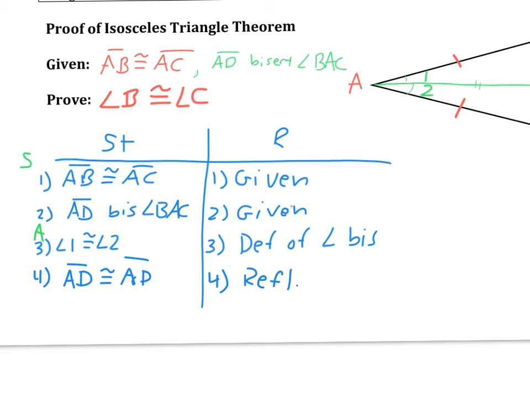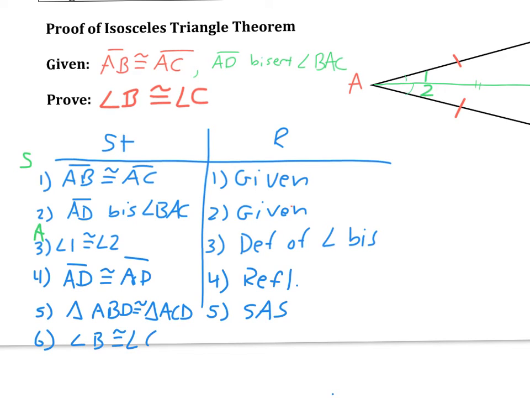Now we know the triangles are congruent. Triangle ABD is congruent to triangle ACD by side angle side. And my last step, I'm off the page, sorry, but that angle B is congruent to angle C by CPCTC.